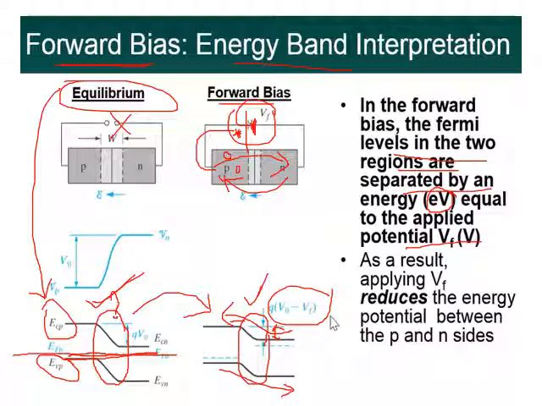Why? Because the slope has been reduced. Why has the slope been reduced? Because of this applied potential. So the difference q into V naught, that was the difference earlier. Now the difference is becoming q into (V naught minus Vf). Earlier it was q into V naught, but now we are getting a new equation.